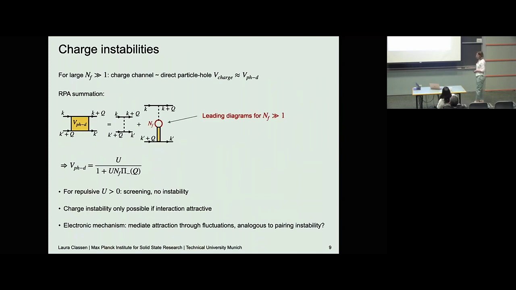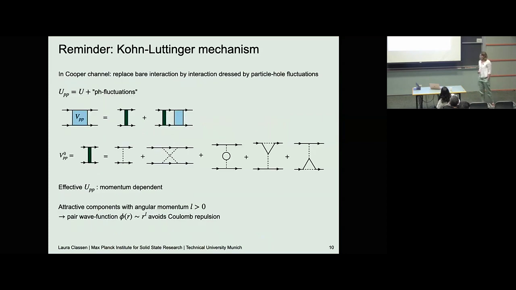This is what we were thinking, and really, we just follow what's been done for pairing, and one way to do that is via a Kohn-Luttinger-like approach, which would be a purely electronic mechanism to get this attraction. I wanted to remind you of the Kohn-Luttinger mechanism, but actually Paco basically already did that for me. Let me still just mention it to set up the formalism.